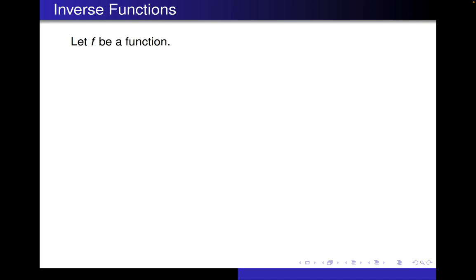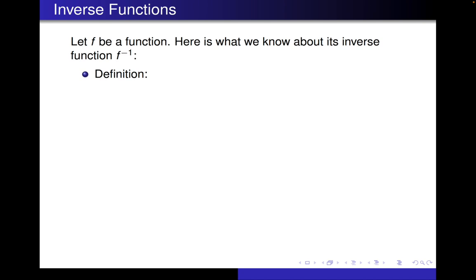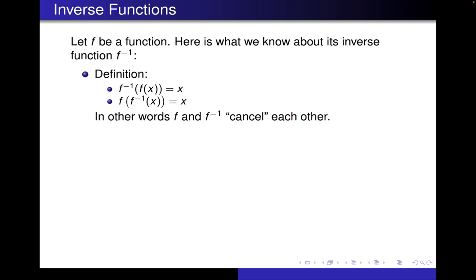Alright, so here's what we know about inverse functions. Suppose f is a function. Here's what we know about its inverse function f inverse, if indeed the inverse function exists. First of all, we know what the definition is from a computational point of view. If we do one of the functions, then its inverse, they cancel each other out, which means that if we start with x, do f of x, and do f inverse of that to get f inverse of f of x, that gets us right back where we started at x. And if we do it in the other direction, the same thing. f of f inverse of x is also equal to x. And again, what this is telling us is that f and f inverse cancel each other out.